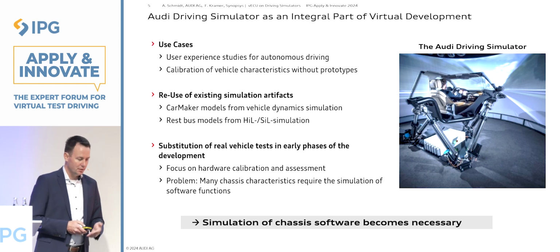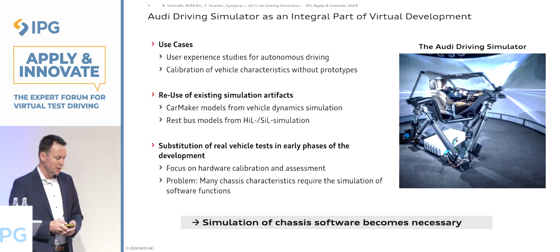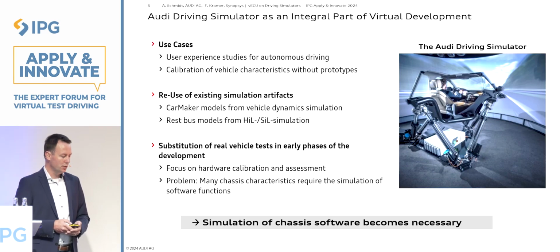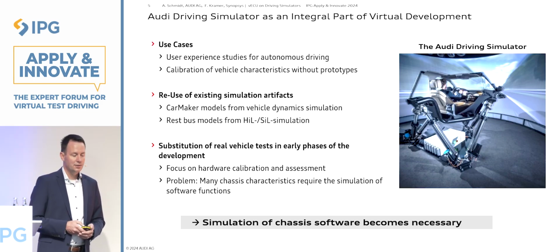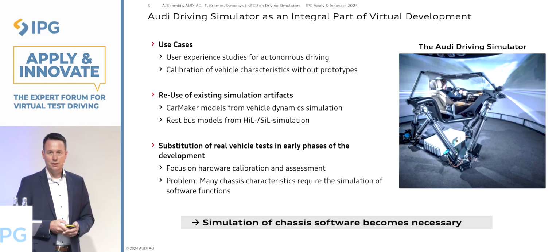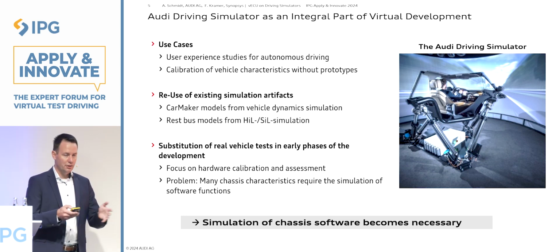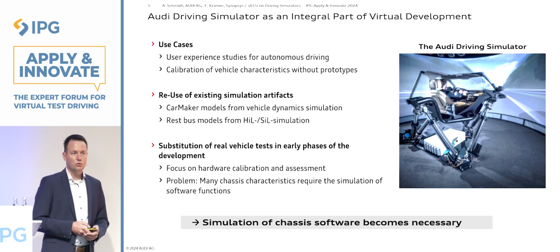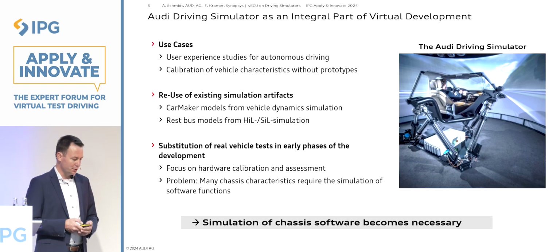So, with this background, I finally want to look at the driving simulator. I don't know how long we have it, I think it was around 2012. It's a hexapod system that is used mainly for calibration of vehicle characteristics in early stages of the development. And in the past years, user experience studies for autonomous driving have become a very important use case because it is very much easier and cheaper to get test persons into a driving simulator and let them do various tasks of autonomous driving than in real vehicles. And also a lot safer, of course.